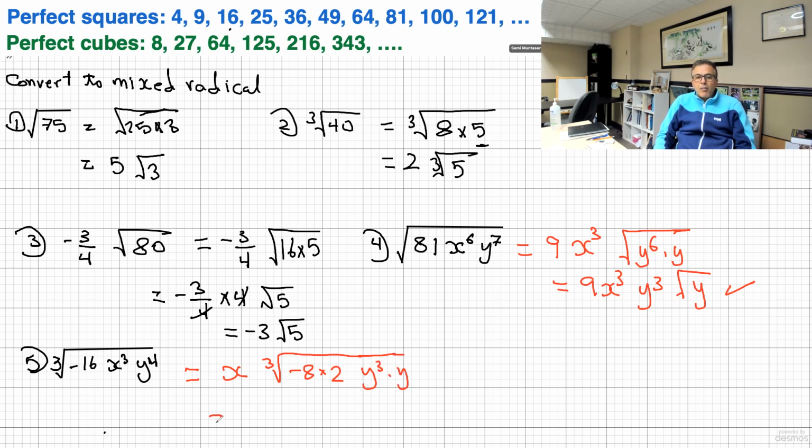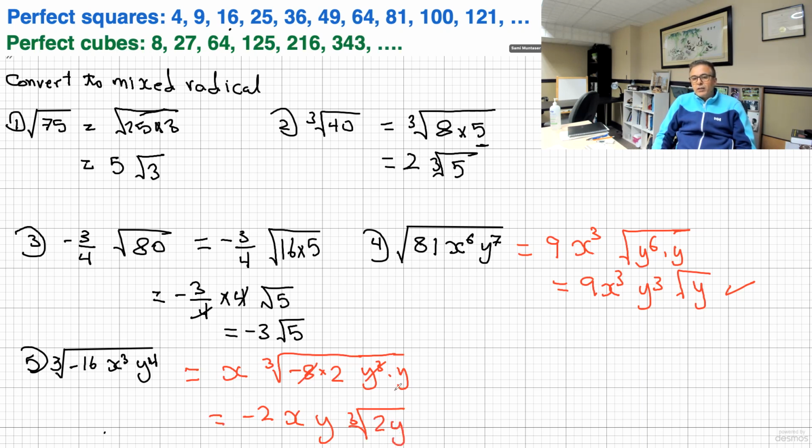Now that would give me the cube root of -8 is -2. I still have the x. And the cube root of y cubed also will be y. So that's done, that's done. And then you have the cube root of 2y.